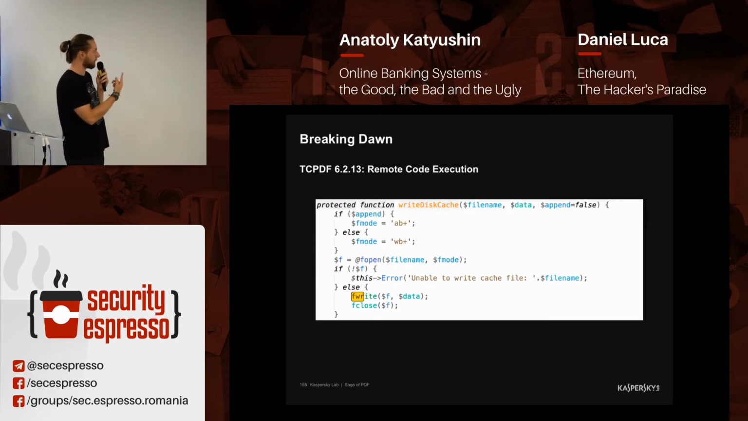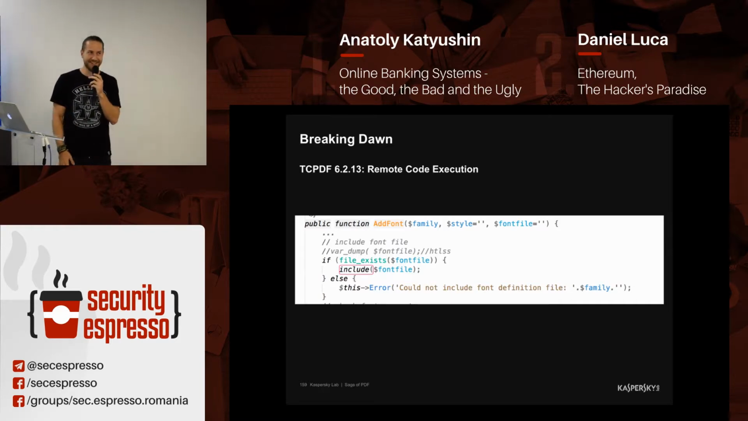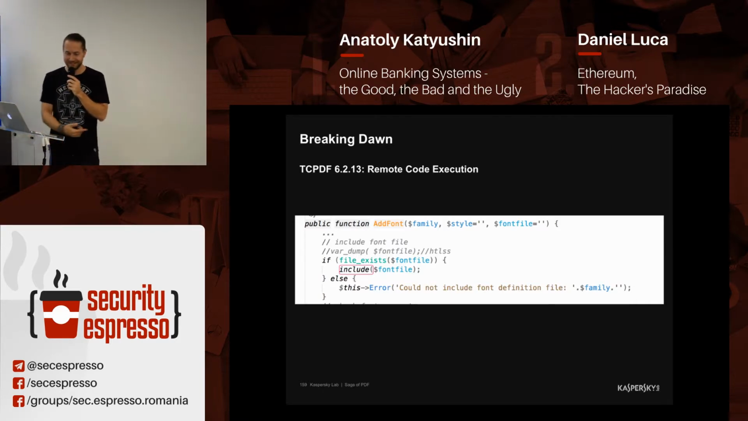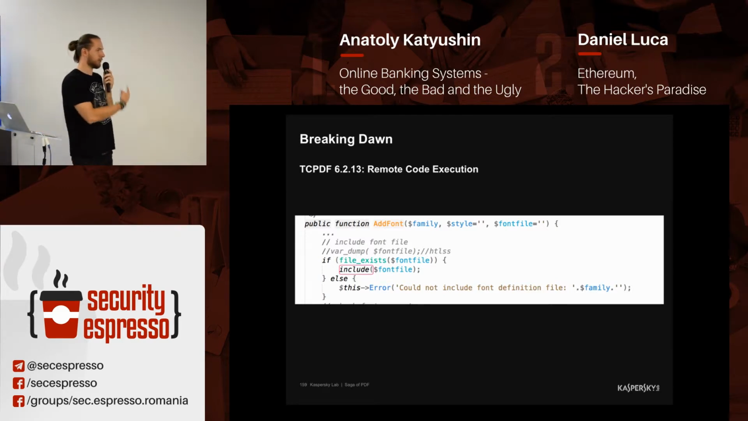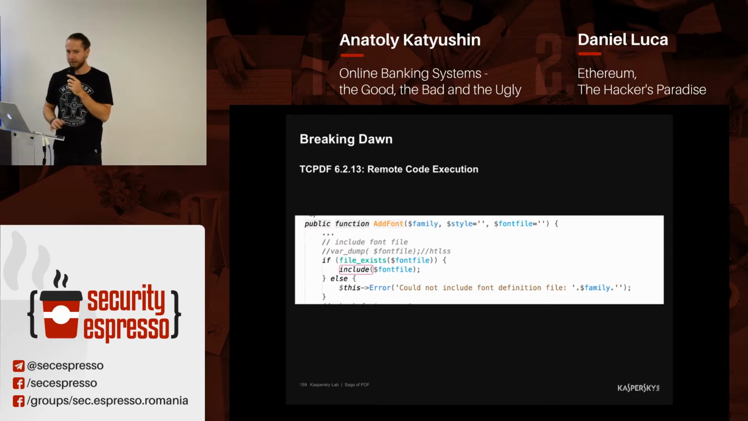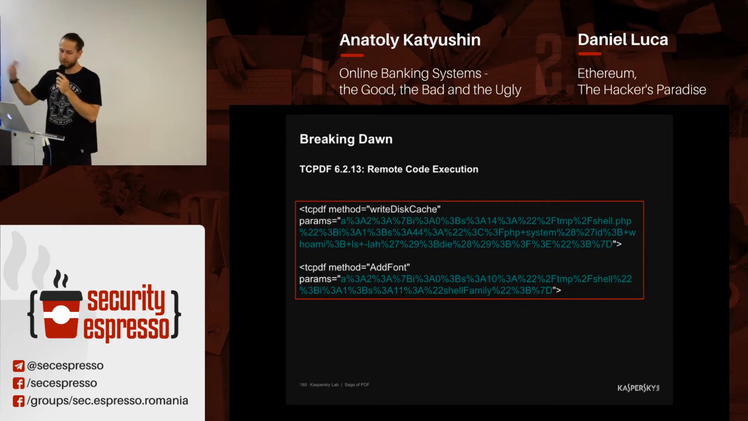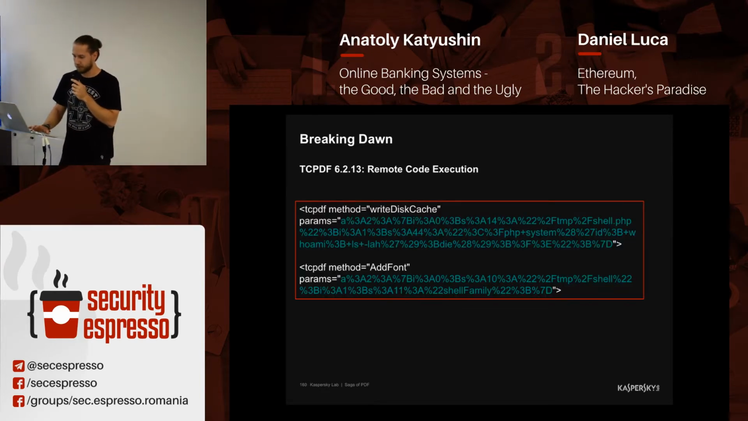We found one function, write this cache. It accepts parameters, so we can make it write anything to any file on the system. Yay! The other function was add font. You're acquainted with it already, and it just includes the file. So you write something on the system, you include it, and you get remote code execution.